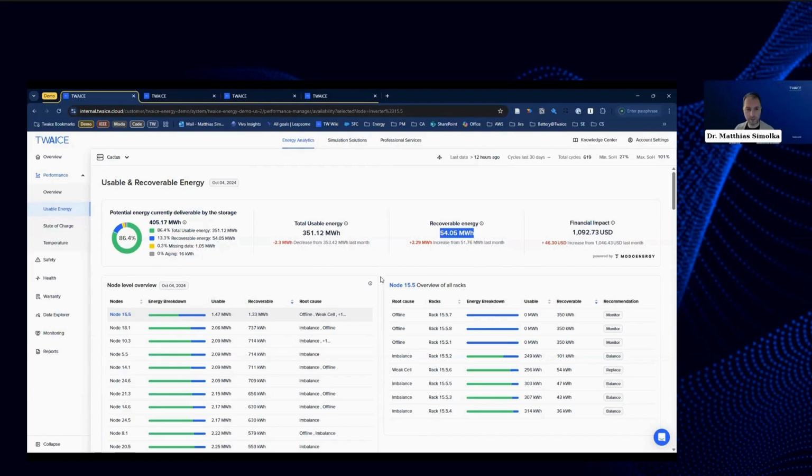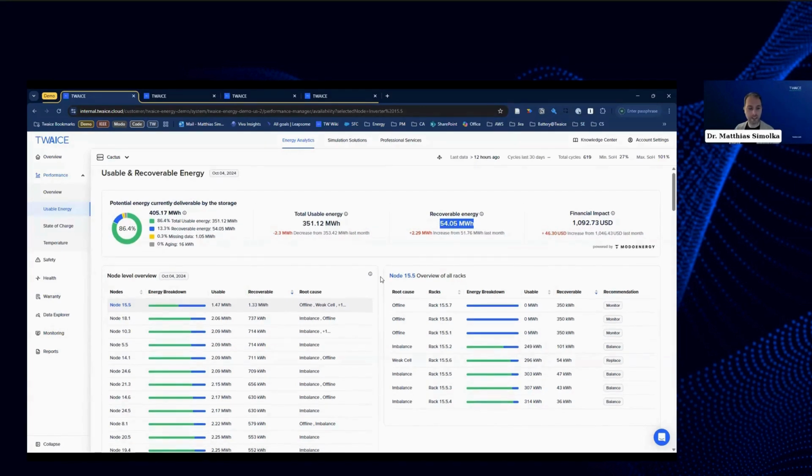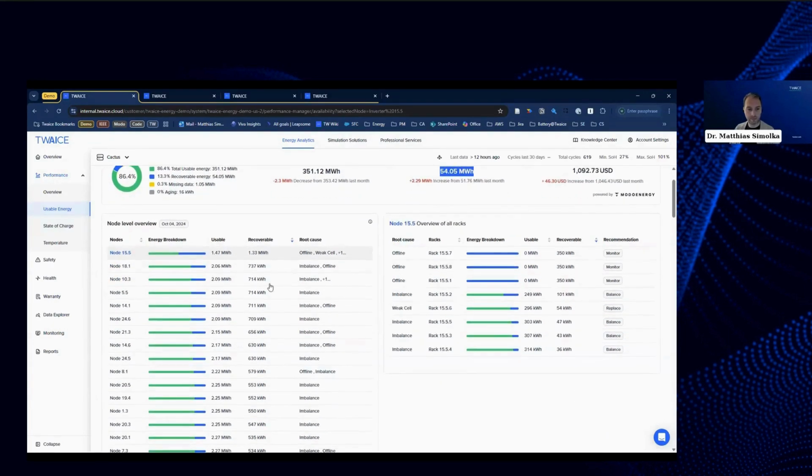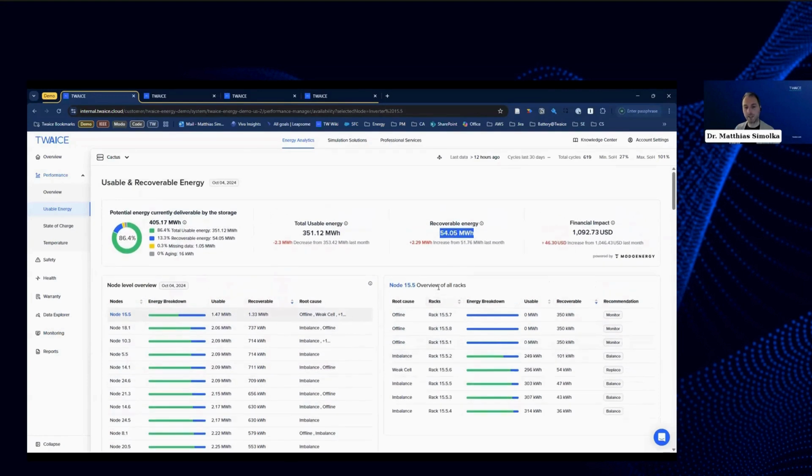Or if you want to deep dive further, or if you're then the operation and maintenance team member who has to take over from here, you have a clear to-do list, which nodes, which components to take a look at, and then how to act on them.